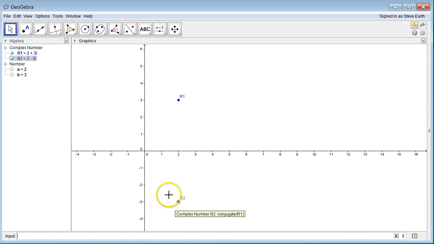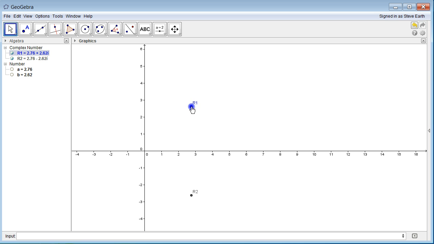If you typed in a 2 and a 3 at this stage for R2, when you move R1, it won't move R2. But notice, since R2 is actually the conjugate of R1, if I grab R1 and move it around, hey, look at that, R2's moving around also. I could even dip into another quadrant, and R2 knows to move around. They're always going to be mirror images, because remember, conjugate is like mirroring over the real number line.